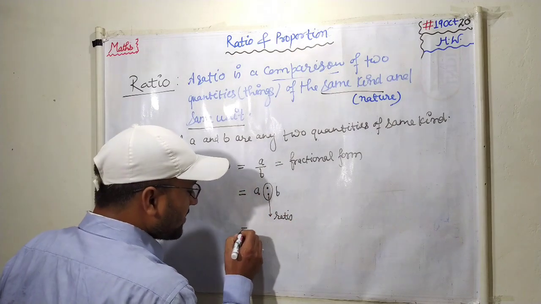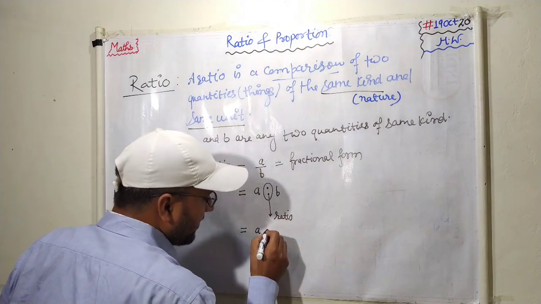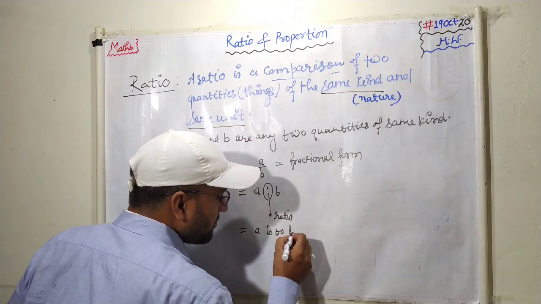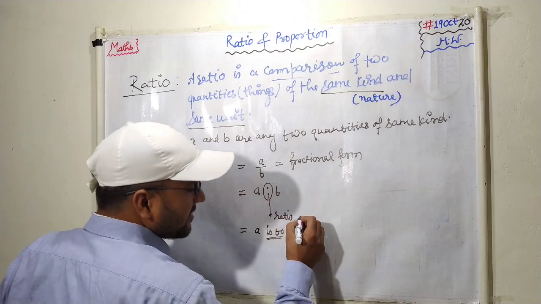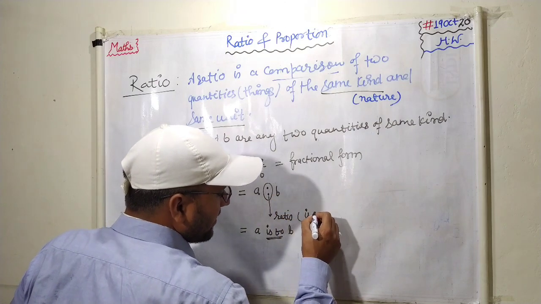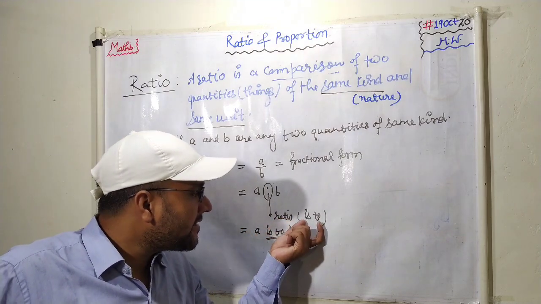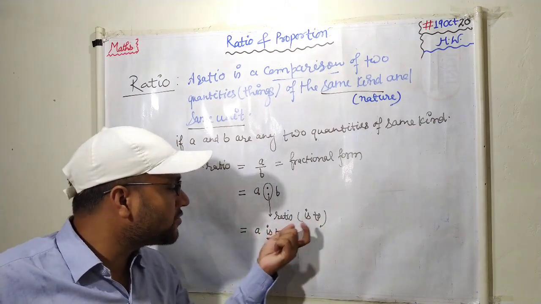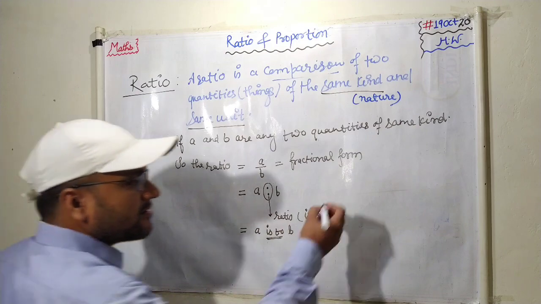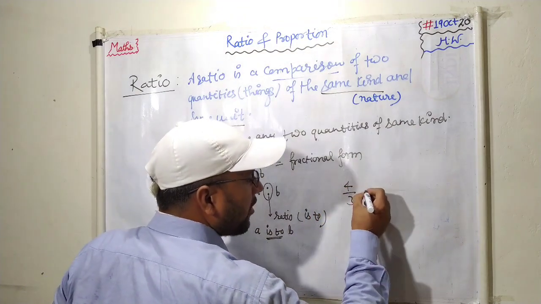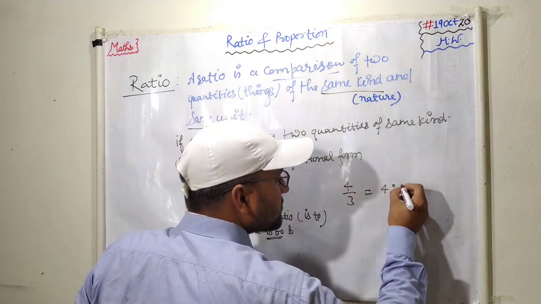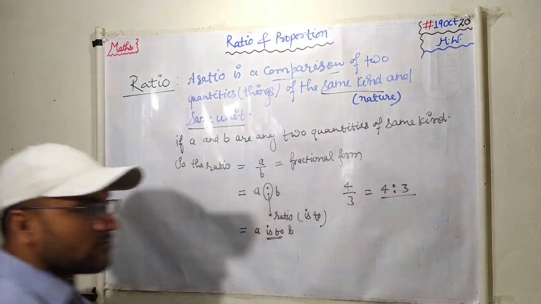And how will you read this one? This is A is to B. This ratio is read as A is to B. This symbol you will read as "is to". A is to B. Like 4 upon 3, how will you read this one? 4 is to 3.